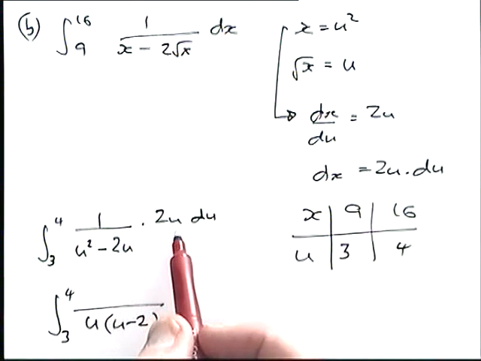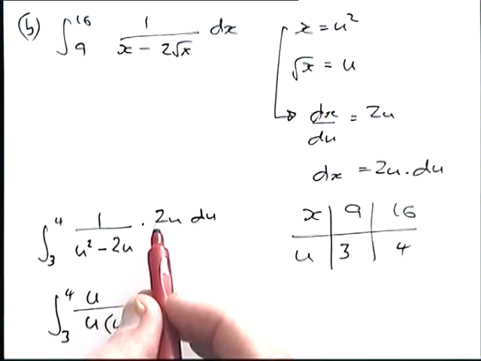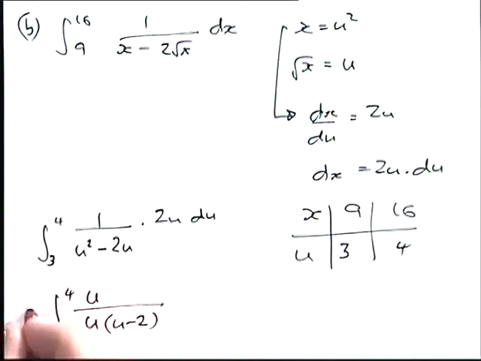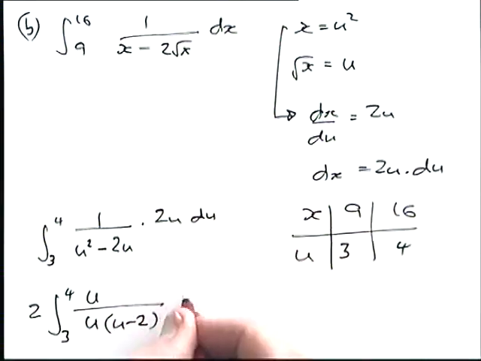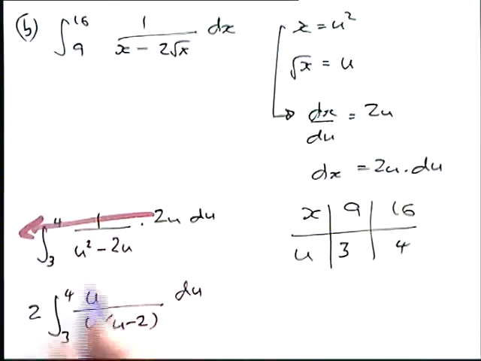This u that's here, I will keep that on the top. The 2 that's here, where can that 2 go? Straight through, yeah, it's a number multiplying, that can go straight through. And the du is there. So what I've done at that point is I've moved that 2 straight through. Let me just mark that on a minute. So that 2 went straight through the integral sign.